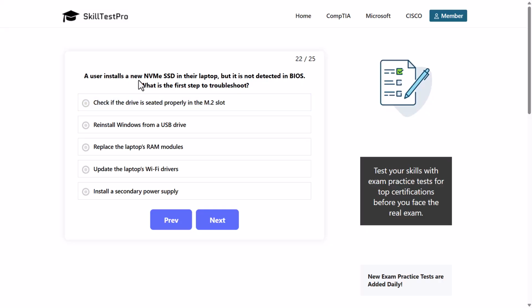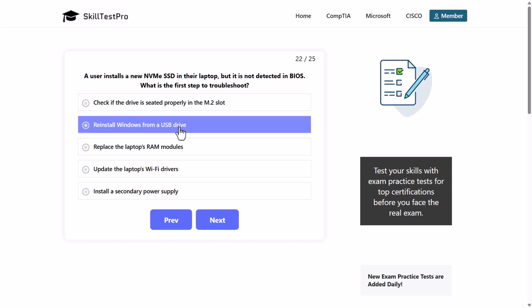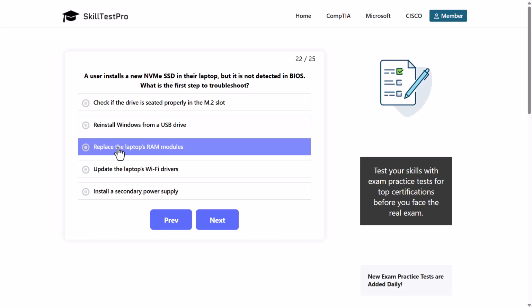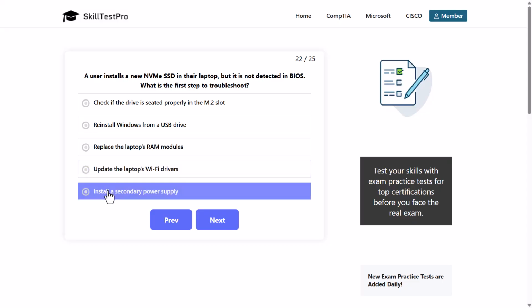A user installs a new NVMe SSD in their laptop, but it is not detected in BIOS. What is the first step to troubleshoot? Check if the drive is seated properly in the M.2 slot, reinstall Windows from a USB drive, replace the laptop's RAM modules, update the laptop's Wi-Fi drivers, or install a secondary power supply.